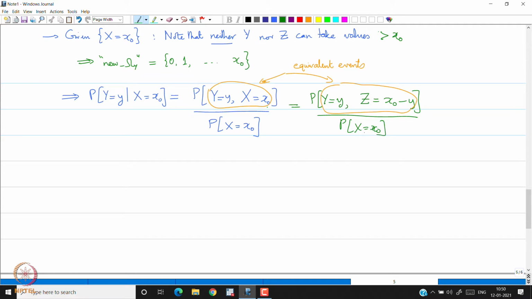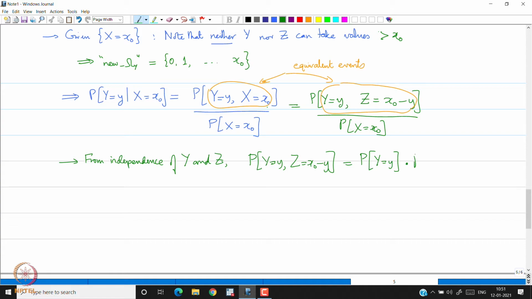Now the numerator. The reason why I want to bring in capital Z is I know that Y and Z are independent. So from the independence of Y and Z, this probability that Y equal to small y, Z equal to x naught minus y, this joint event, is going to be the product of the two: the probability of Y equal to small y multiplied by the probability of Z equal to x naught minus y. And now all these probabilities are Poisson probabilities.